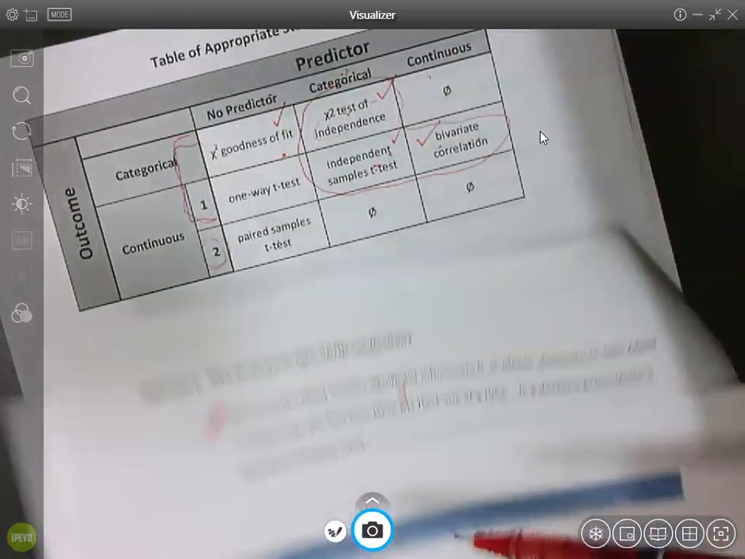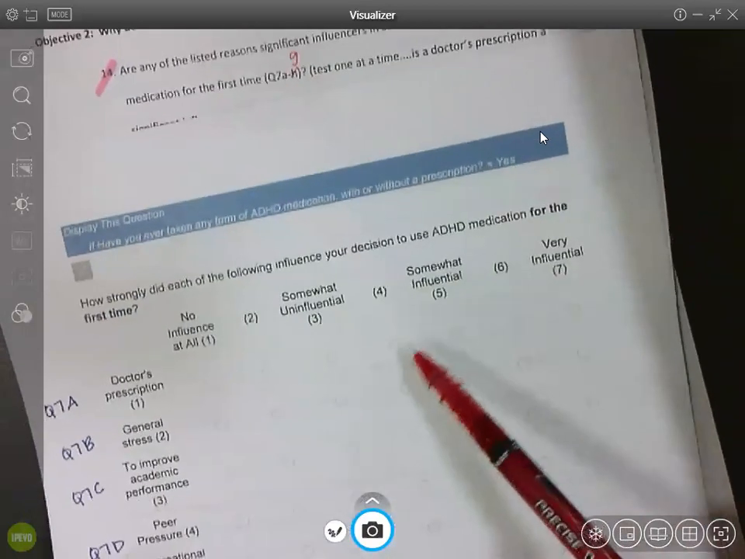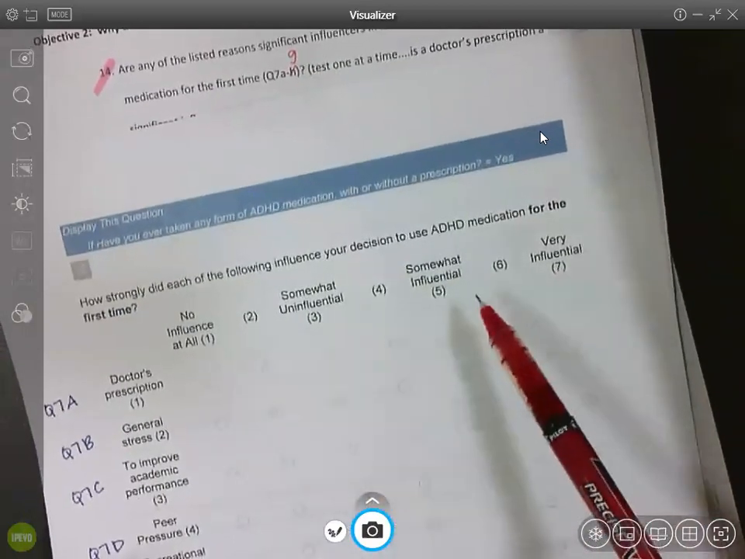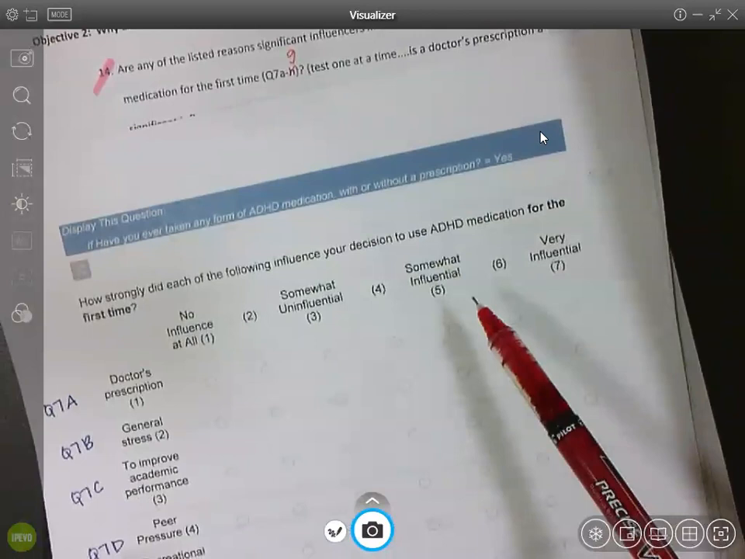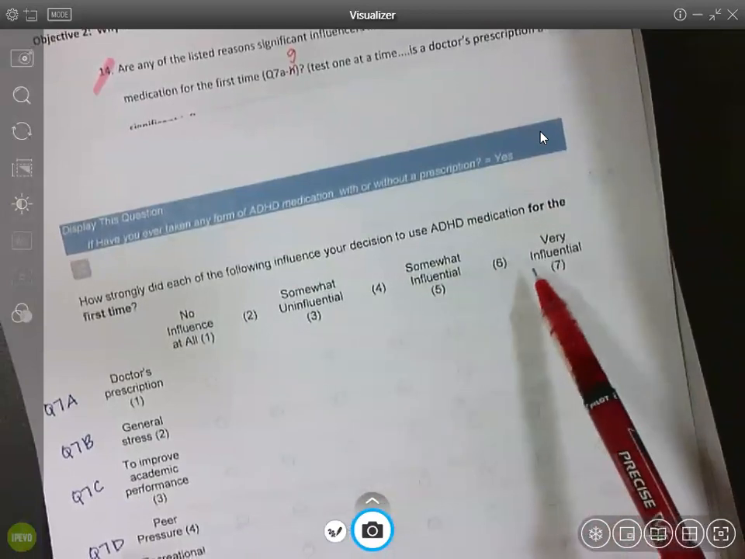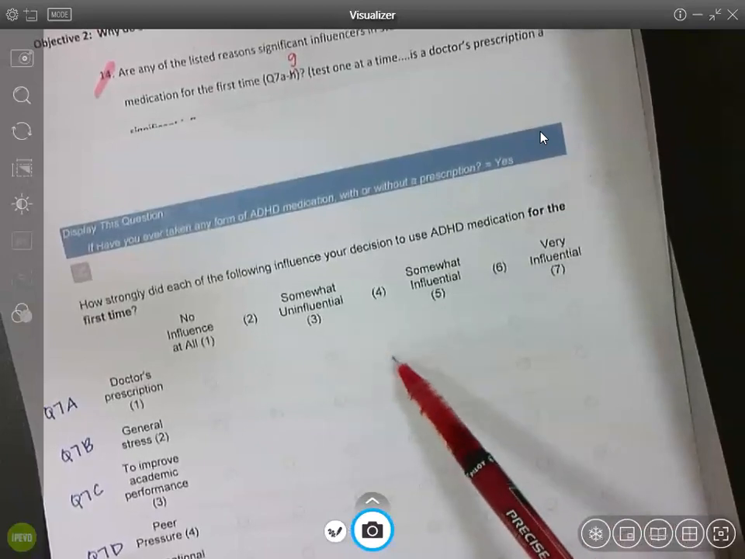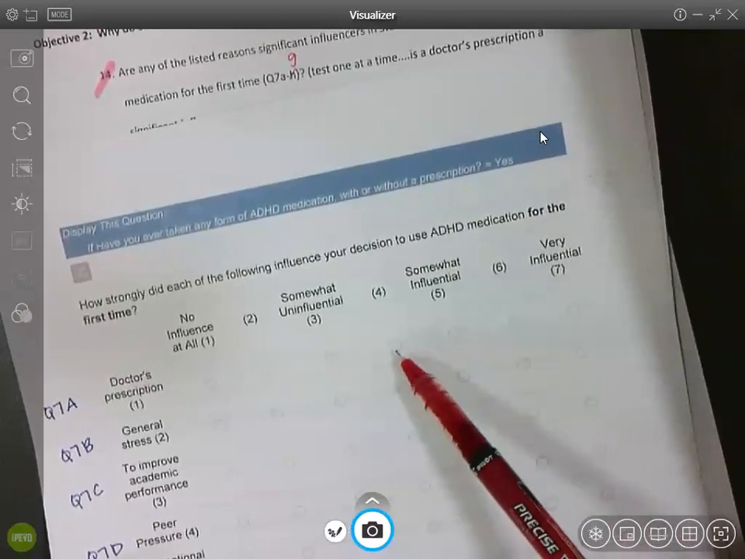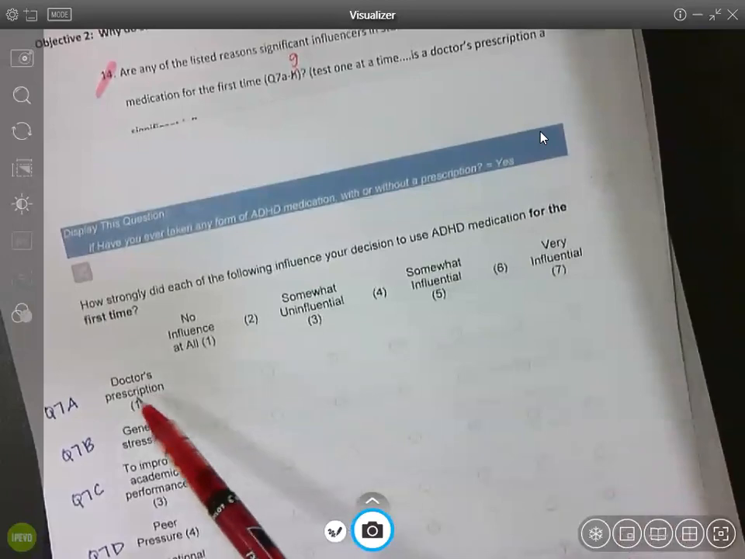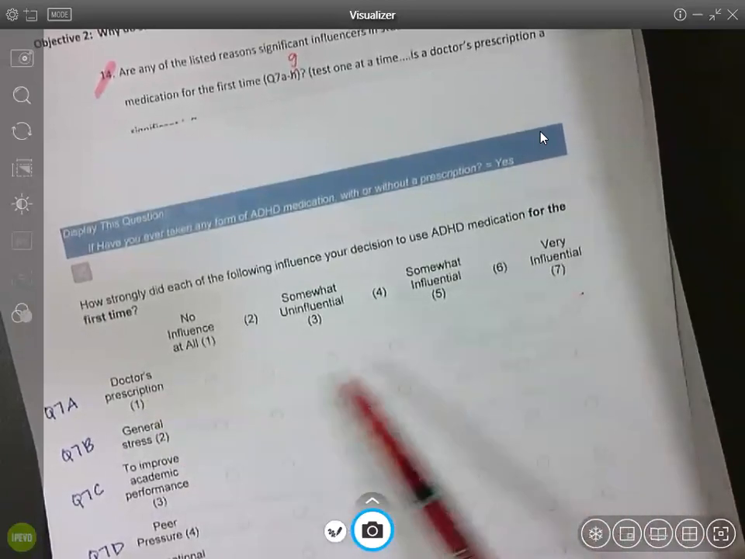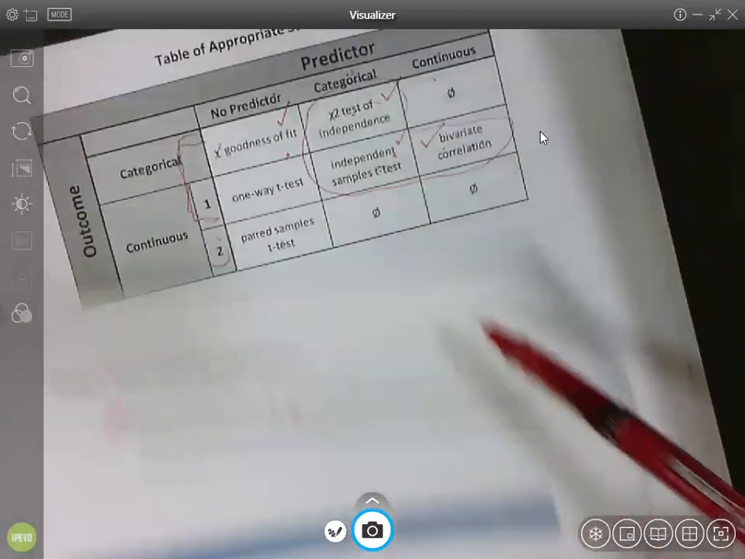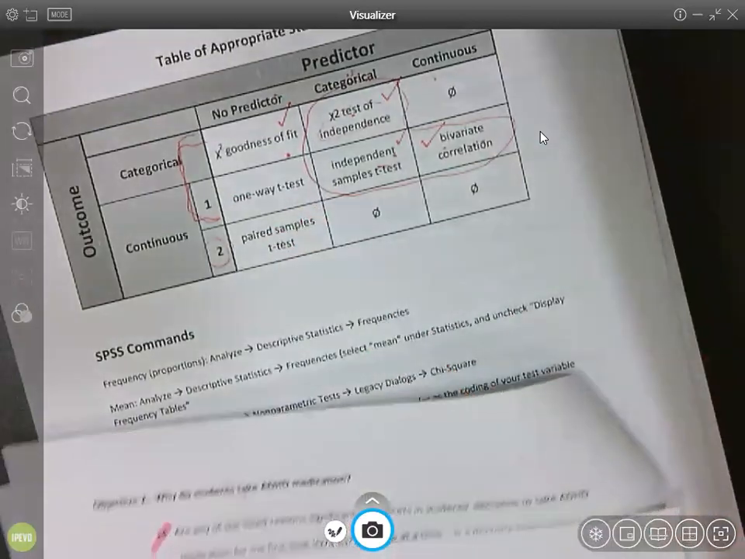All right, and so to decide, we have to look at their answer here and ask ourselves, is this a categorical measure or is it a continuous measure? All right, and this is a continuous measure. It's an interval response scale from 1 to 7. And so what we're going to do is look at the mean on this question and ask, does this mean suggest that the doctor's prescription was influential or that it was uninfluential? All right, and we're going to use a one-way t-test to answer that.